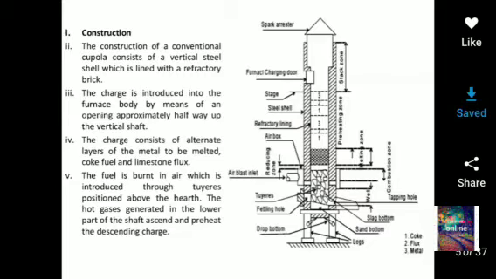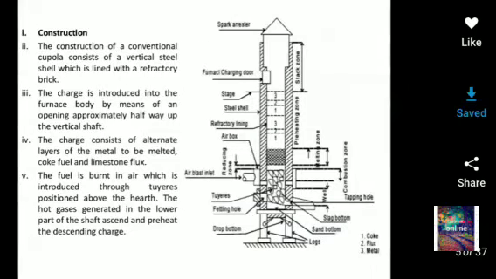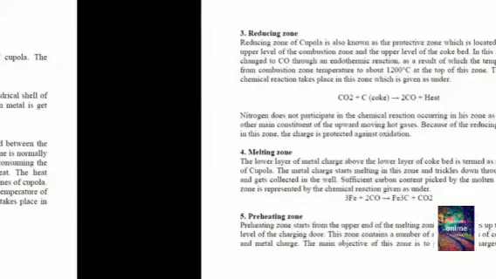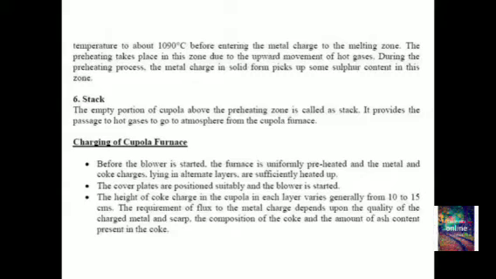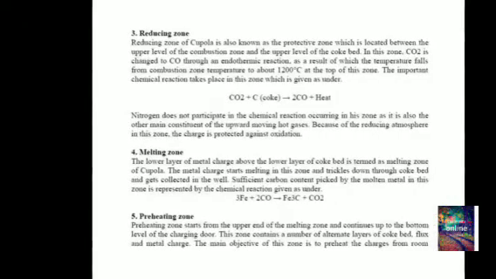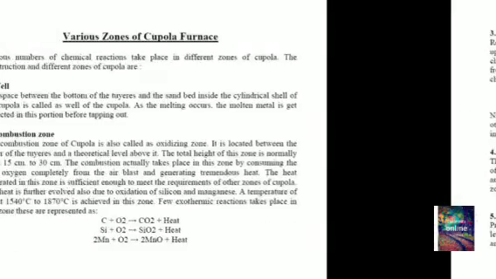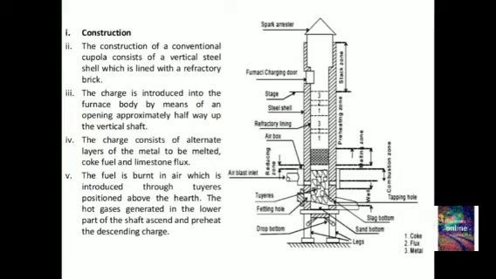One more thing: already we have discussed in our earlier class the various zones of the cupola furnace. We have a total of five zones. The first zone is the stack, which provides a passage for the hot gases to go to the atmosphere from the cupola furnace. The second one is the preheating zone, and the next is the melting zone. From top to bottom, we have different zones.